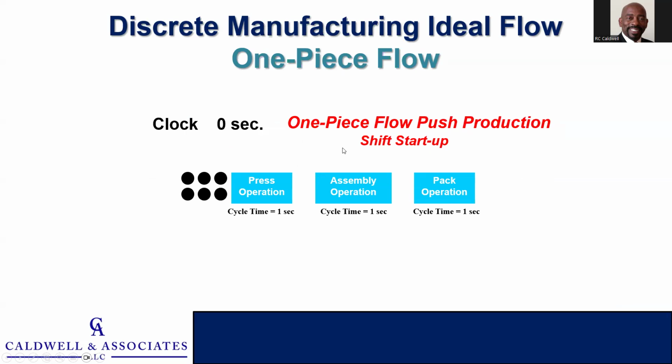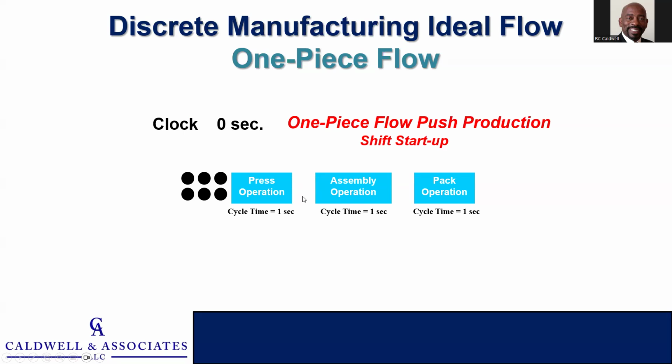In most discrete manufacturing, there are bottlenecks. But what we're going to first talk about is the ideal state in discrete manufacturing, which is one-piece flow. In this situation, we have a push system, consistent with our accounting system, which says we want 100% efficiency at each one of these stations. So we have a press operation that we want to run at 100% efficiency, assembly, and a pack operation. The reason it's the ideal state is because it's a balanced line, and it's 1 second to complete each one.